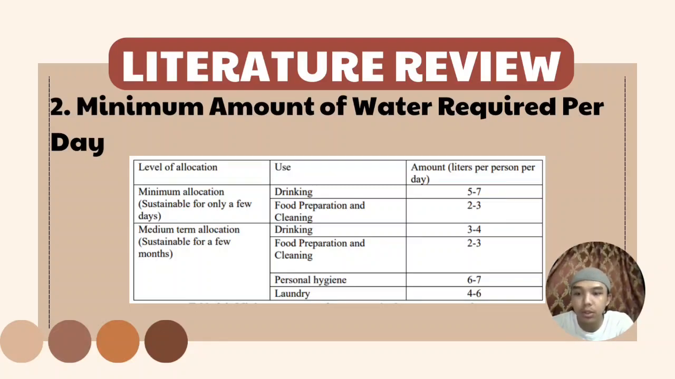The second literature review is the minimum amount of water required per day. In developing countries, 20 to 30 liters of water per person is thought to be sufficient for daily needs. In these tables, there are levels of allocation, use, and amounts in liters per person per day. For minimum allocations, drinking requires 5 to 7 liters, and food preparation and cleaning require 2 to 3 liters. For medium-term allocations, which are sustainable for a few months, drinking requires 3 to 4 liters, food preparation and cleaning 2 to 3 liters, personal hygiene 6 to 7 liters, and lastly laundry 4 to 6 liters.